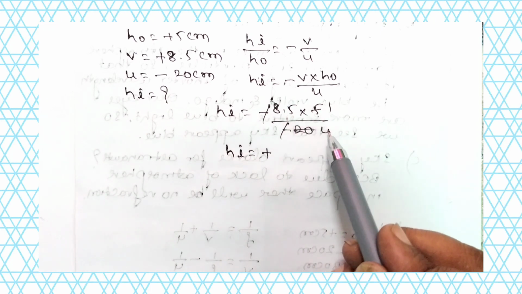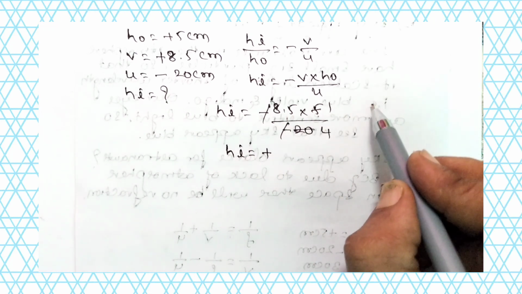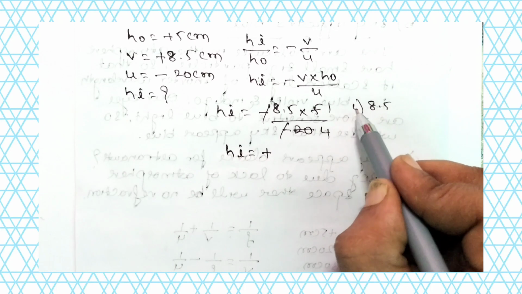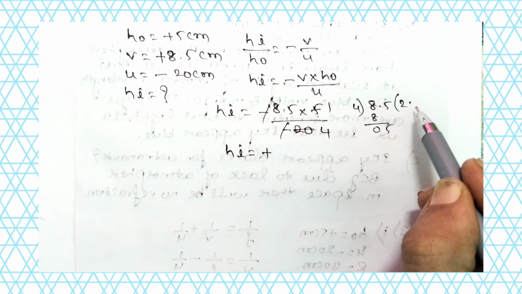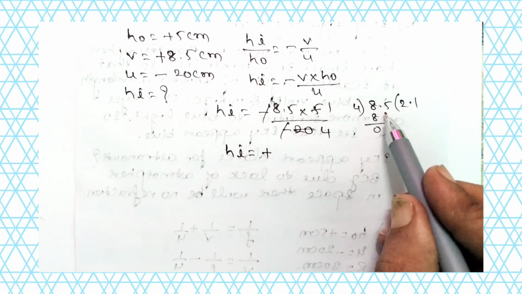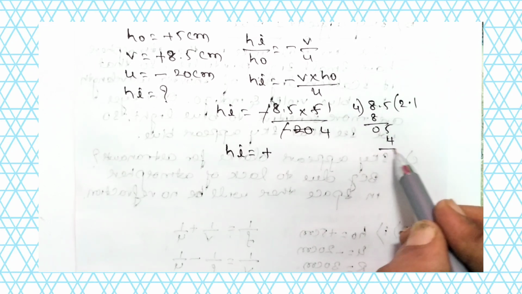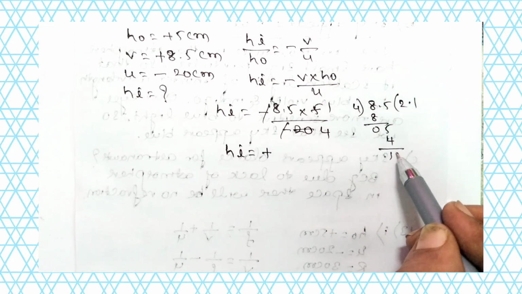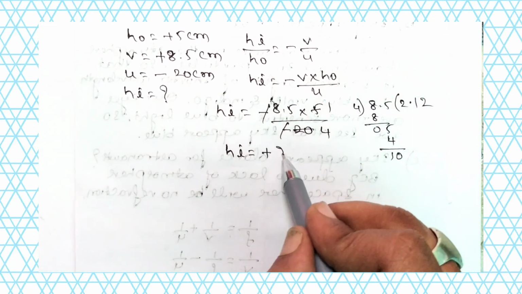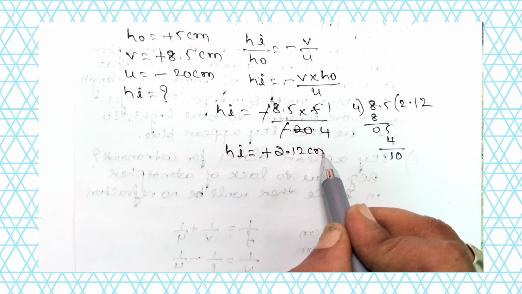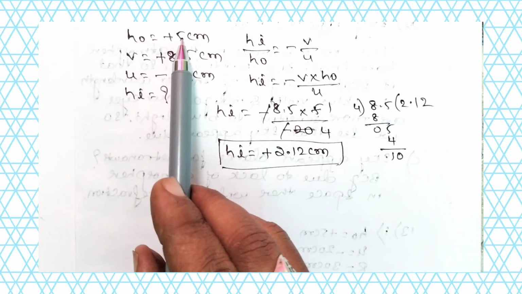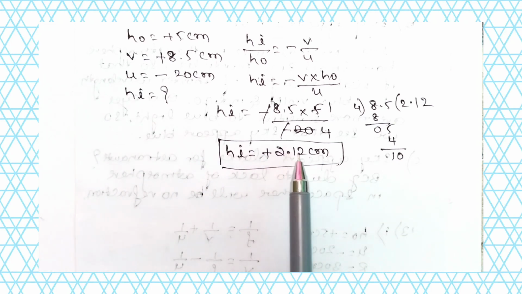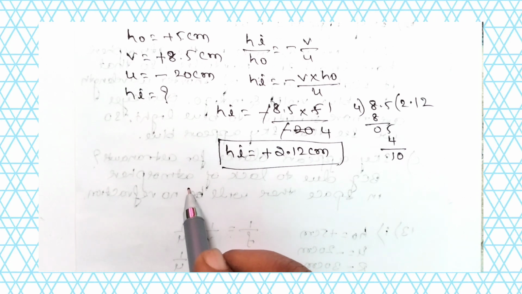Now let us divide 8.5 by 4. 4 2s are 8, then 0.5, 4 1s are 4, then again 0, 4 2s, it will be 2.12 centimeter. Observe here, the object height is 5 centimeter, and the image height became 2.12 centimeter. So now let us list the answers.